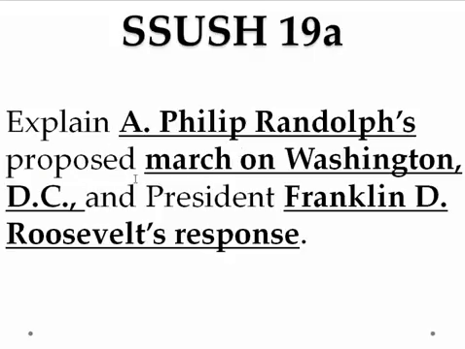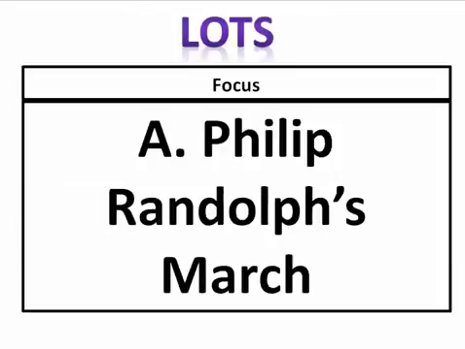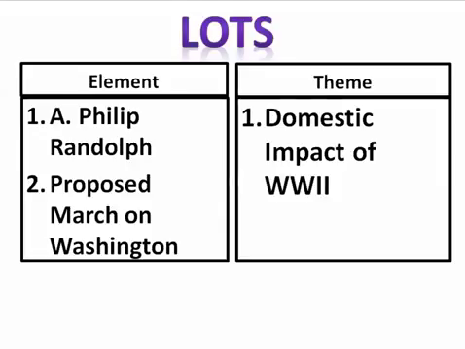Explain A. Philip Randolph's proposed march on Washington, D.C. and President Franklin Delano Roosevelt's response. So we're talking about A. Philip Randolph's proposed march. It never happens, but we want to talk about why he wanted to do this march on Washington, D.C. It's eventually going to happen in 1963 with Martin Luther King Jr., and we're going to talk about that in Unit 9. But we want to talk about the elements of A. Philip Randolph's proposed march, and the theme here is the domestic impact of World War II.